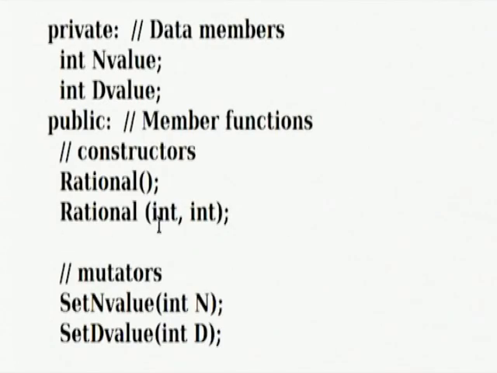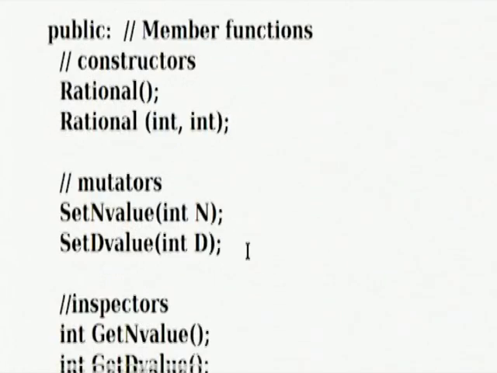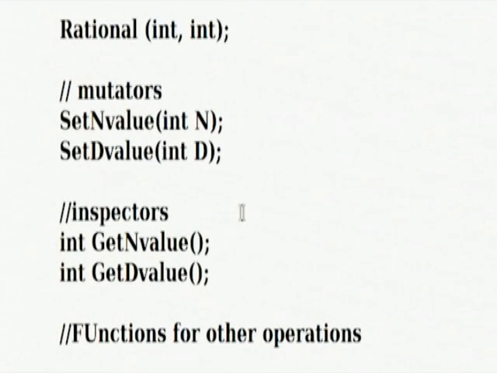It is almost like setting something to 0. Initializing integers or float to 0 is natural. Initializing a rational to 0 is also natural. But 0 by something you have to say. Denominator cannot be 0. You set it to 1. In case I set it to int, comma int, then the first int is numerator, second int is denominator, that is implied. Now, there are mutators and inspectors.